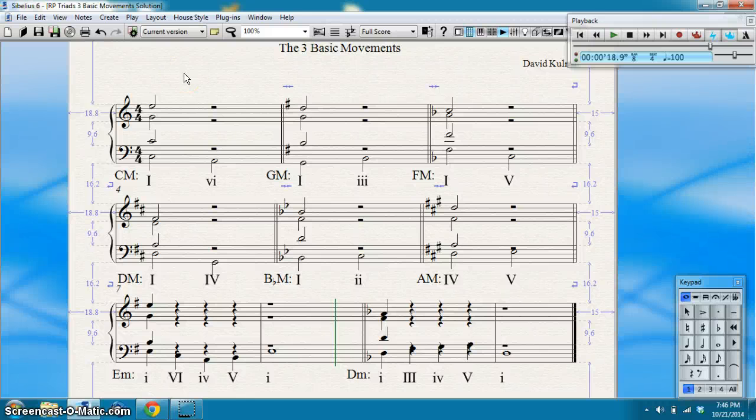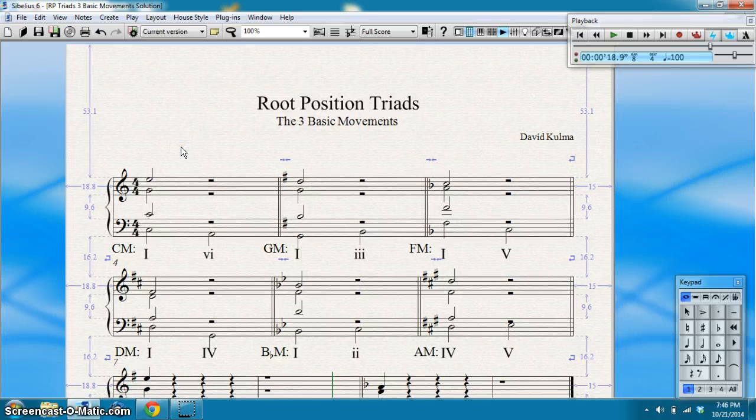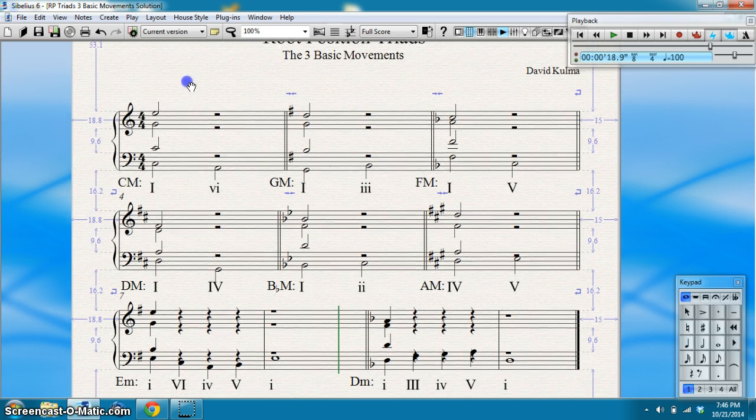All right, here's the video for part writing root position triads using the three basic movements we've talked about in class and has been discussed on flipping theory, the resource I have created for you. So we're going to practice root movement by third, then root movement by fifth, and then root movement by second, and then apply these things to the longer progressions I have here at the bottom.